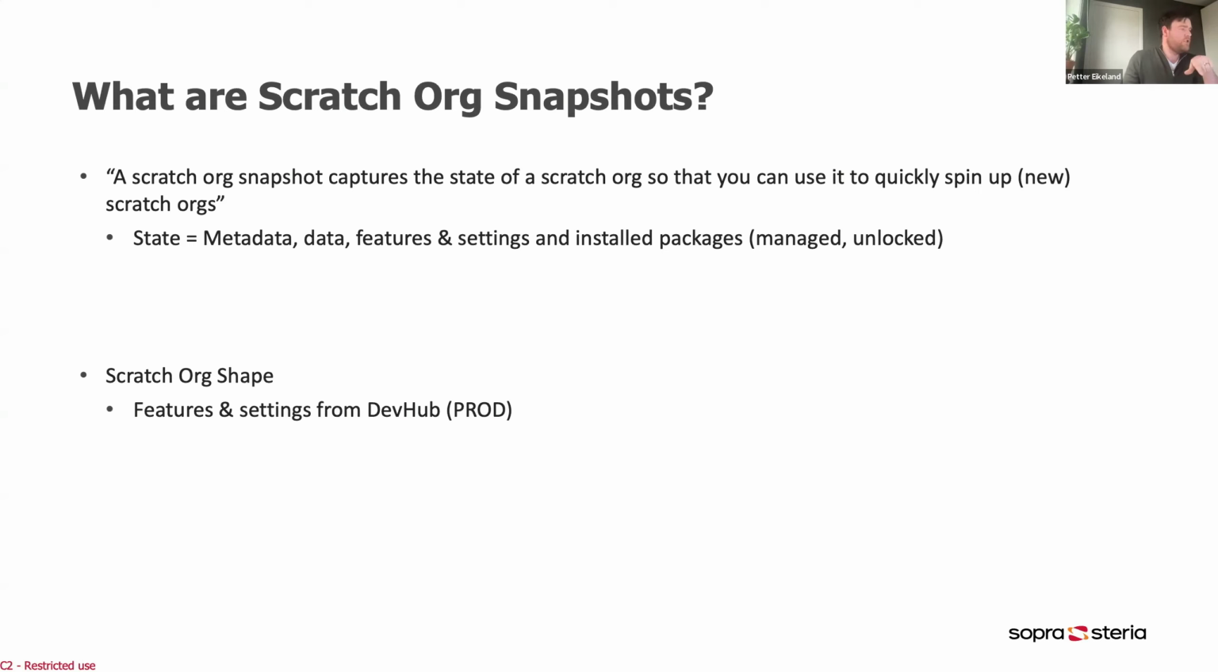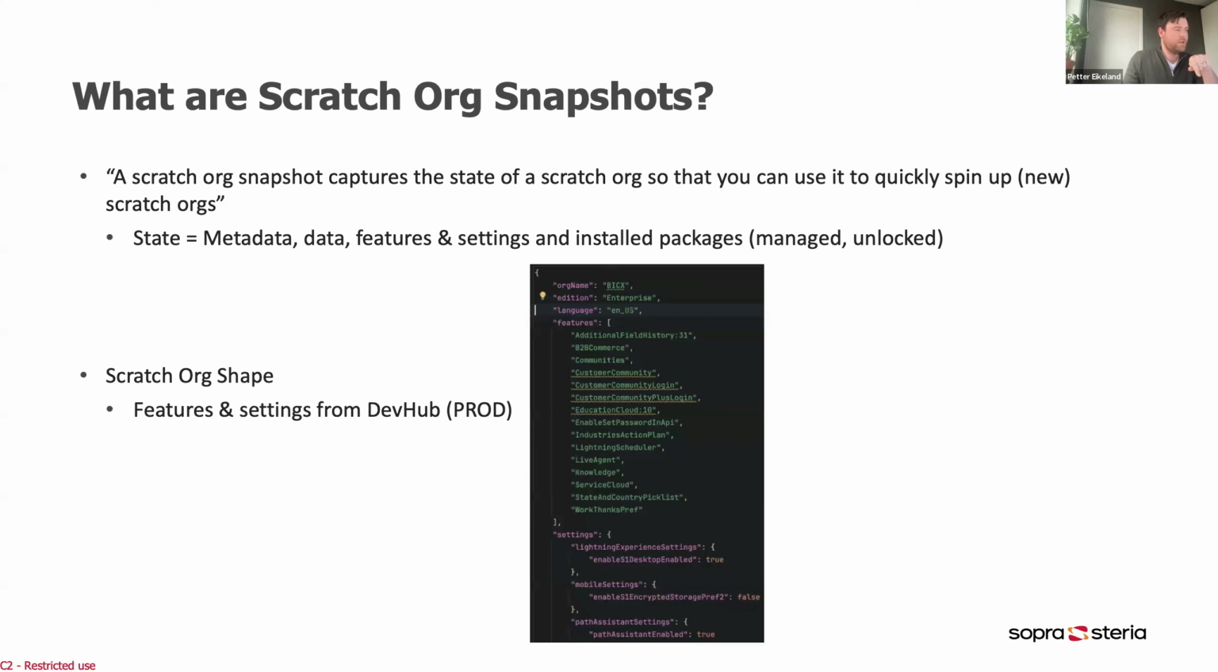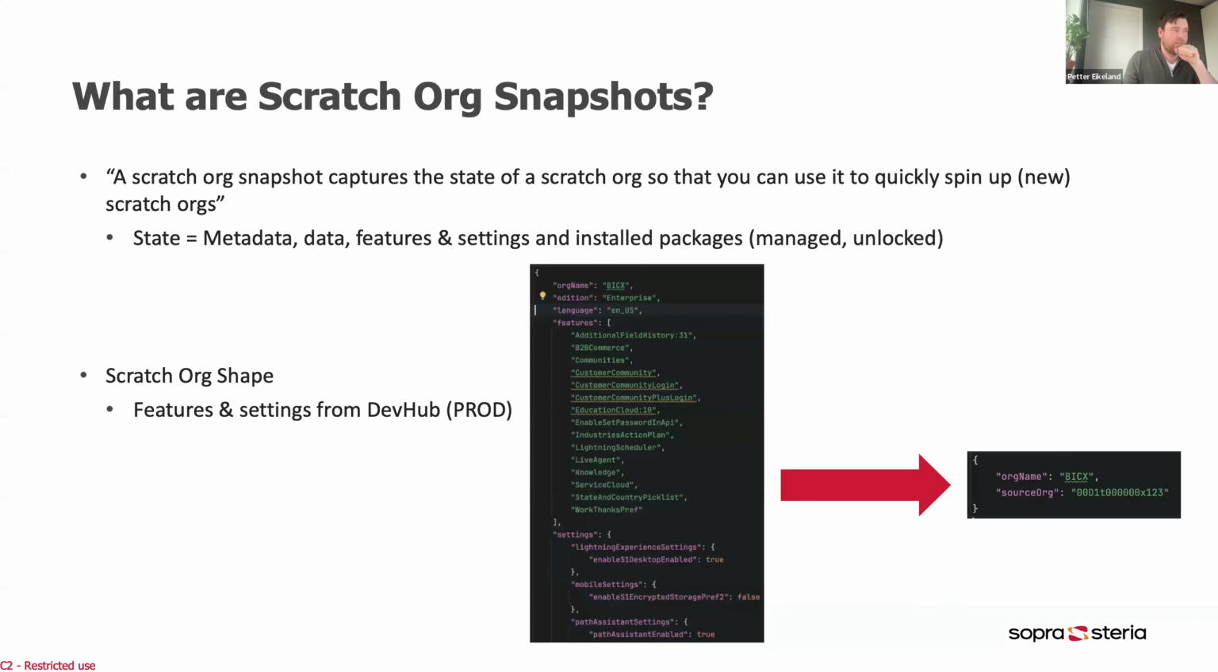So yes, with Scratch Org shapes, you would basically take that JSON file that I showed you and compress it into this instead. So you don't have to manually update and maintain the list of features and settings that you want enabled in the Scratch org. You would basically point to your dev hub, which is most likely your production org, and say, hey, I want the features and settings from that one. So that doesn't have anything to do with the metadata and data. In that way, Scratch Org shape complements Scratch Org Snapshots.